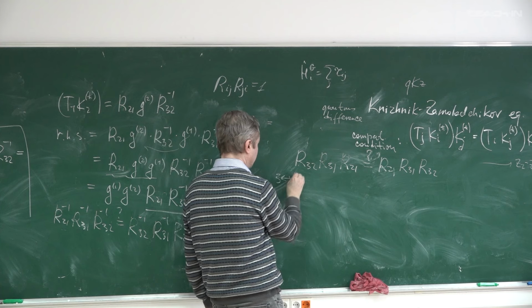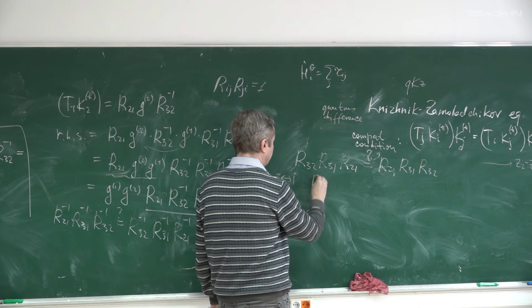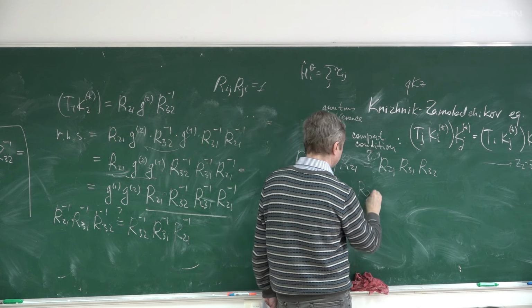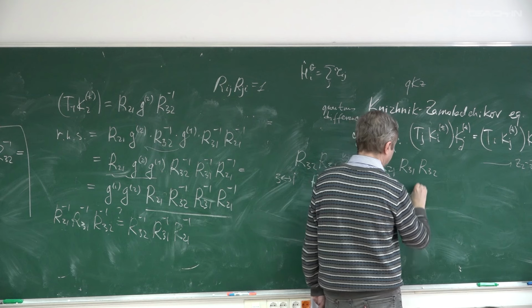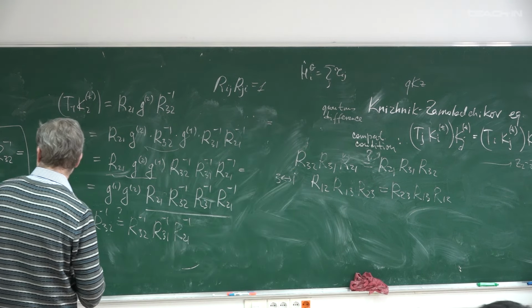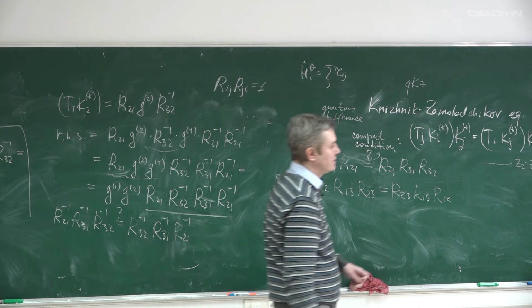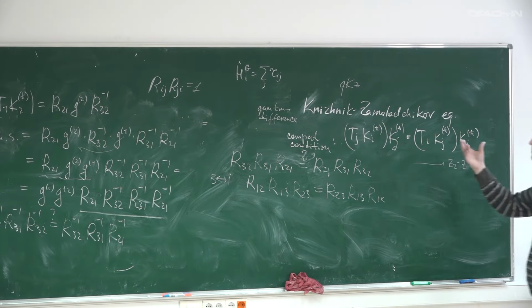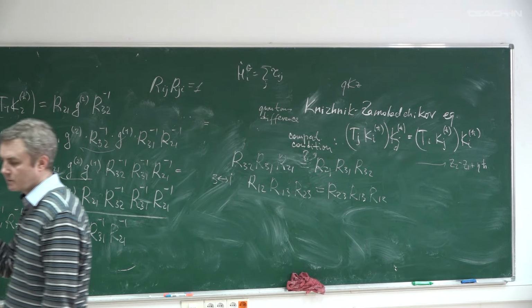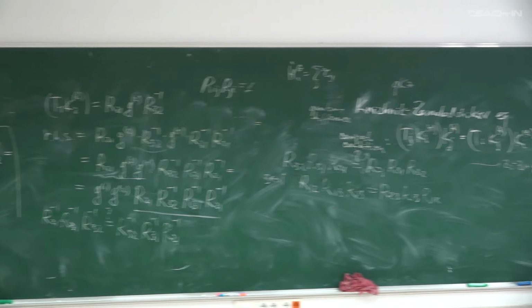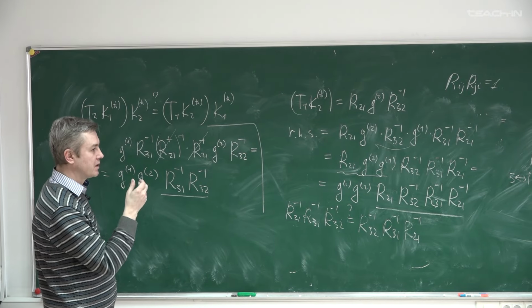We should change 3 to 1. Then we have R12, R13, R23 is equal to R23, R13, R12. So this is the Yang-Baxter equation. And this was the simplest case, but in the general case, you just need to look more attentively at the structure of blocks of products of R matrices, and you need to see how they can be moved to the left or to the right using this Yang-Baxter equation. The Yang-Baxter equation is the rule for how you may move R matrices to the left or to the right.